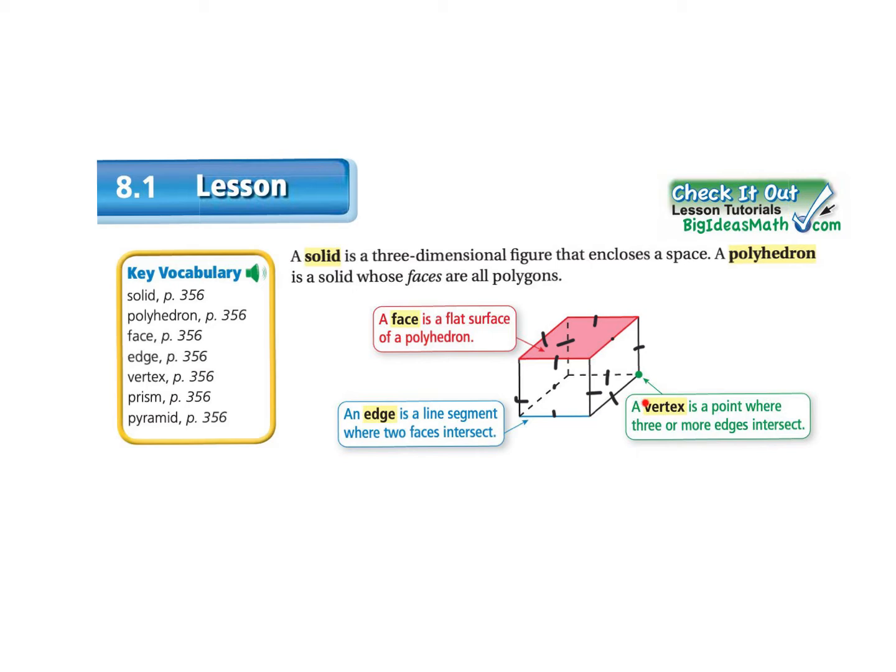And then a vertex is a point where 3 or more edges intersect. So it's like the corner of a box or the corner of a polyhedron. That green dot is a vertex. And when they talk about more than one vertex, the plural is vertices. So that is a different word. So when there is more than one vertex, then they're called vertices.